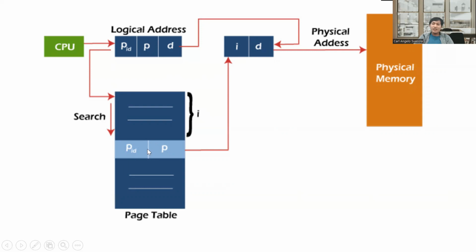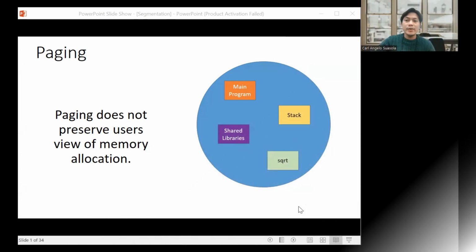With the use of process identification and page identification, it searches from time to time until it finds that the process identification belonging to that certain page is here. Then it will indicate the number of frames. Together with the offset, we can get the physical address from the physical memory. So we also have segmentation.